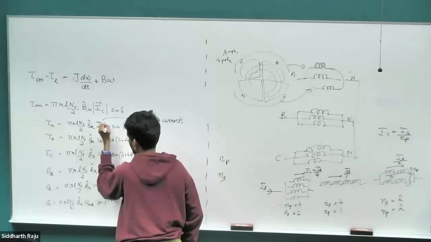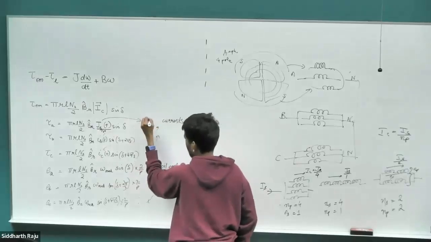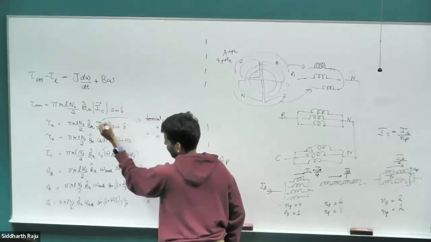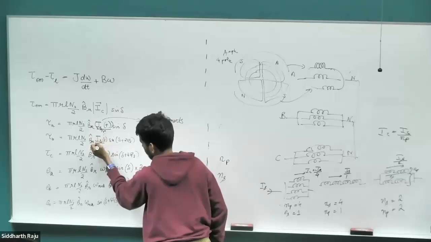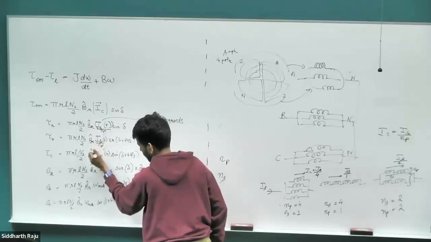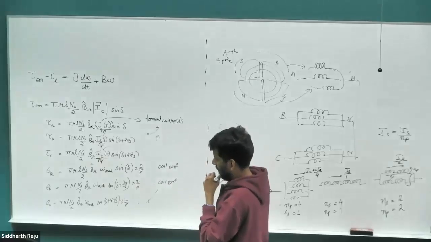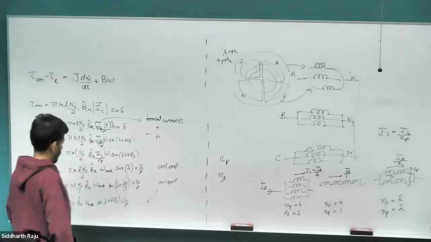Okay? When it comes to EMF, so this term, we can replace it with IA of T divided by the number of parallel paths, where IA itself now becomes the terminal current. The IA term is the terminal current, divided by NP.